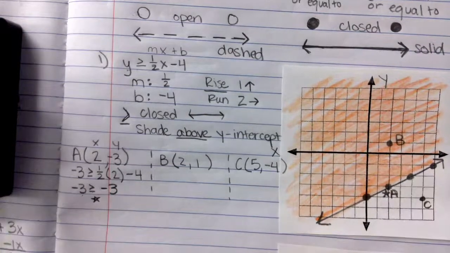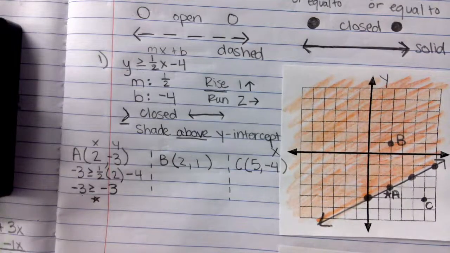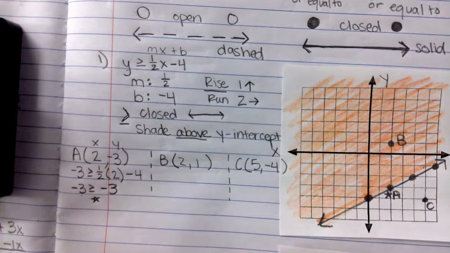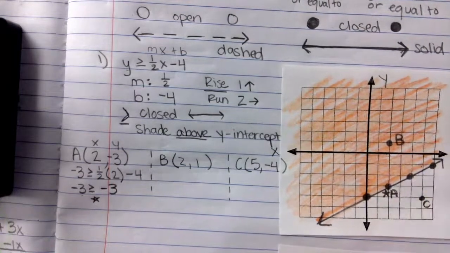All right, B. B is in our shaded region. Should B work? Yes. The shaded part is the part that we're saying, yes, it's good. So it should work. Let's just double check our work. We're going to start with our y. What is our y?